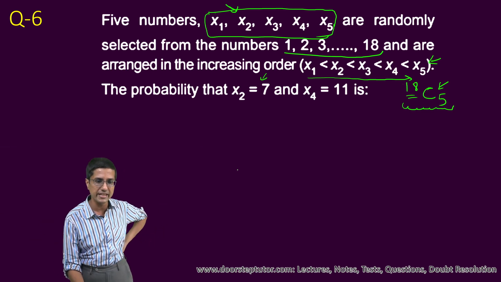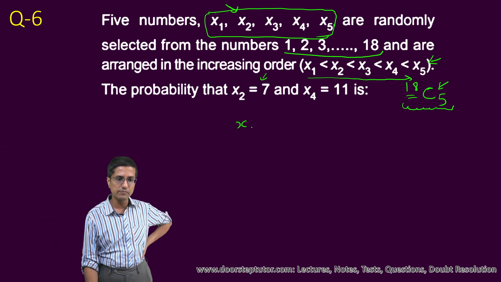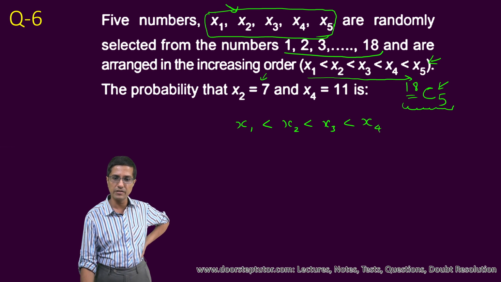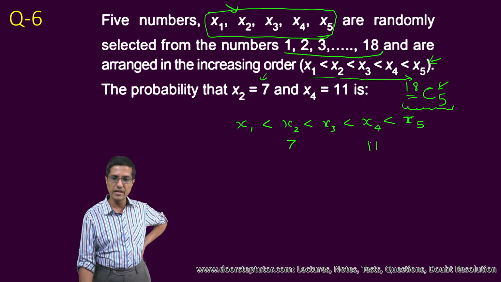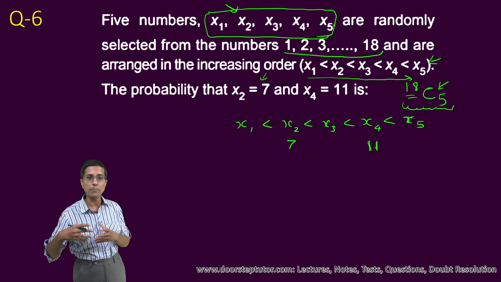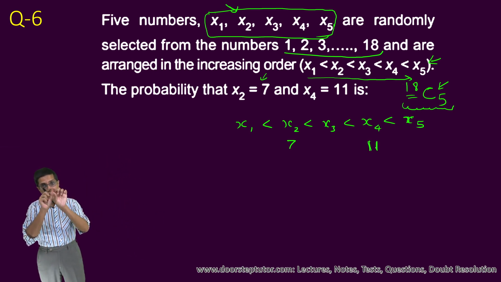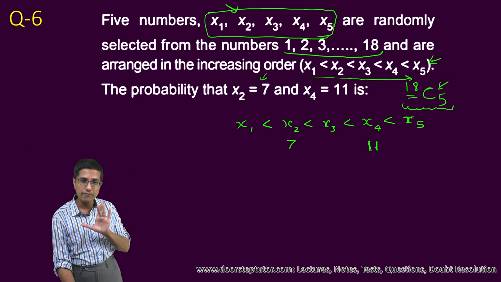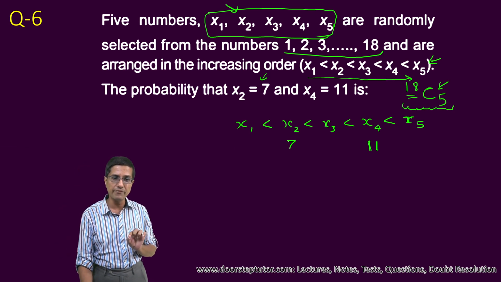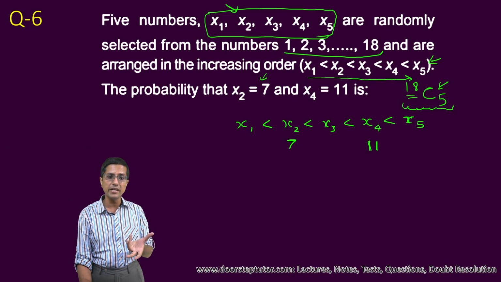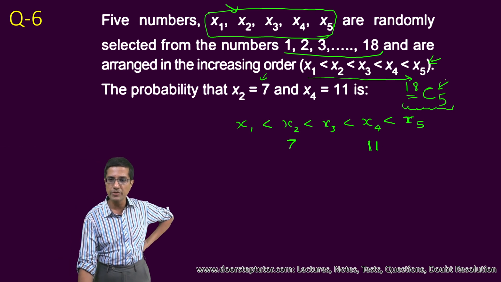So the numbers are already in increasing order, x1, x2 and so on. Now I have been told that x2 is 7, and x4 is 11. I have to find the probability of this happening. The numbers have already been arranged in increasing order. From that, I have to find the probability of 7 being here and 11 being here. So my universal set is this.